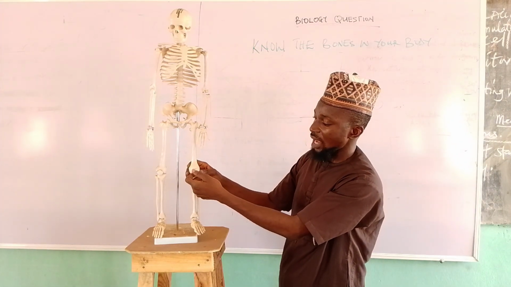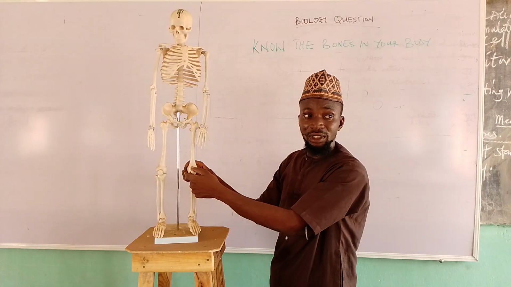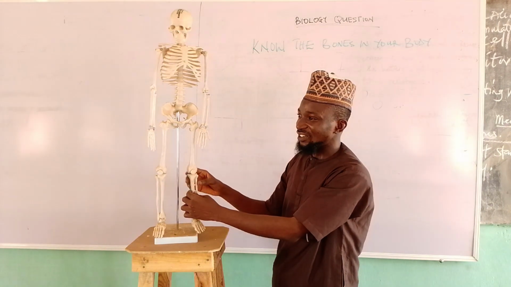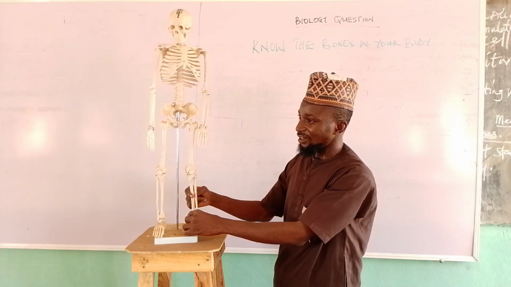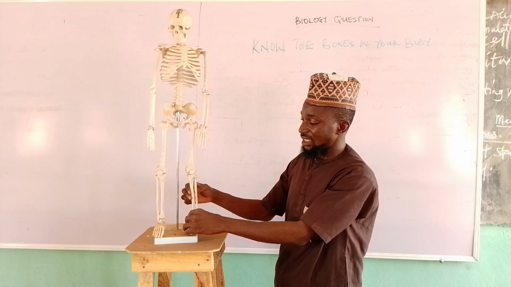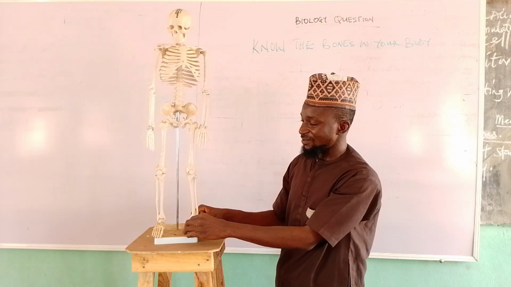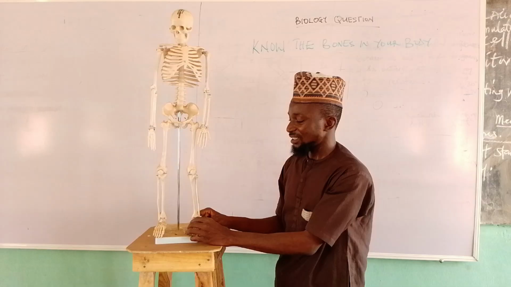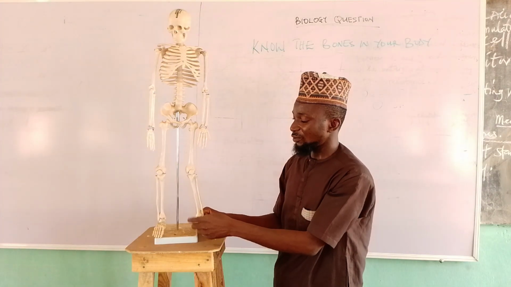Then after the femur, we have the kneecap, which is called the patella. Then also we have the tibia and fibula. This is the tibia, this is the fibula. We have the carpals, metacarpals, and the phalanges.